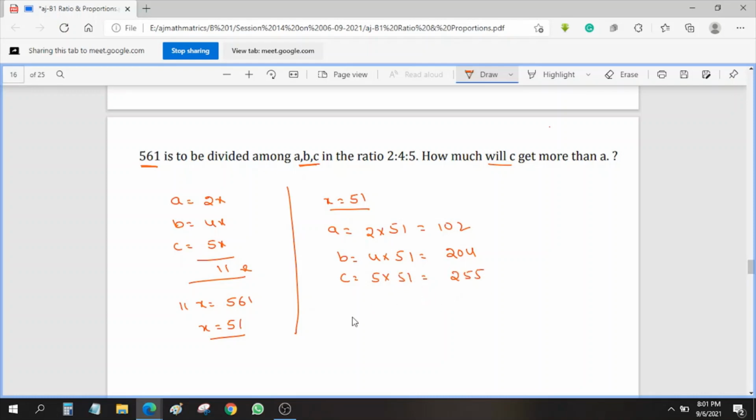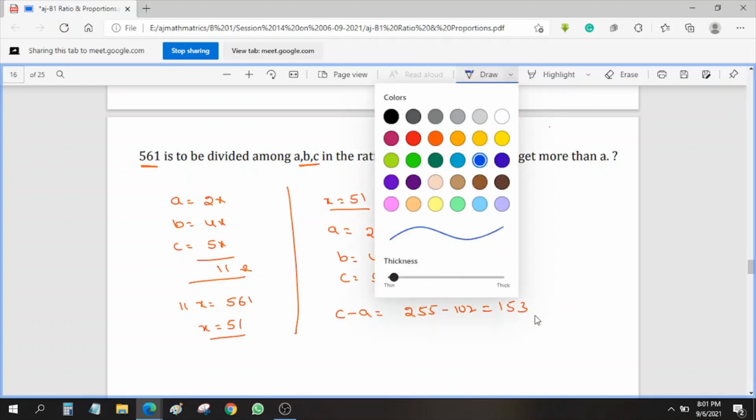Okay, so this is how we are finding. How much will C get more than A is nothing but C minus A. C minus A is what? 255 minus 102. So 255 minus 102 is how much? Which is 153. So this is how we'll solve in the examination.